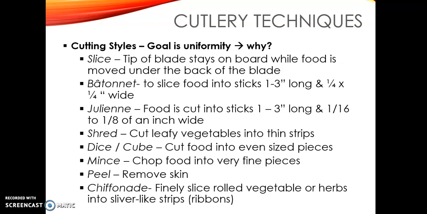A bâtonnet is to slice food into 1 to 3 inch long strips and 1/4 inch wide. Julienne is cutting into 1 to 3 inch long strips that are 1/16 to 1/8 of an inch wide, so thinner than a bâtonnet. Shred is to cut leafy vegetables into strips. You might do this with cabbage. Dicing or cubing is to cut them into exactly what you would think of, cubes. Mincing is to chop into very fine pieces.